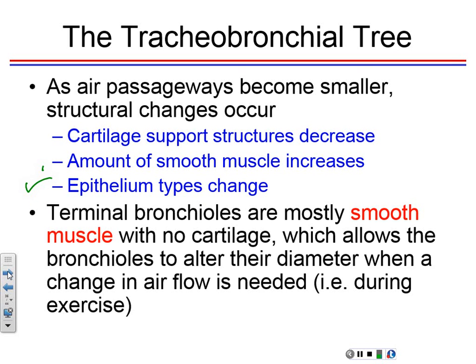So terminal bronchioles are mostly smooth muscle. That's why they can completely shut down when they contract. So if you need more air, like during exercise, guess what happens to this smooth muscle? It will relax so that you get more air going in there. The only problem is when you are allergic to some of these allergens, and then you get those smooth muscles to contract, which is bad, and then it will close up.